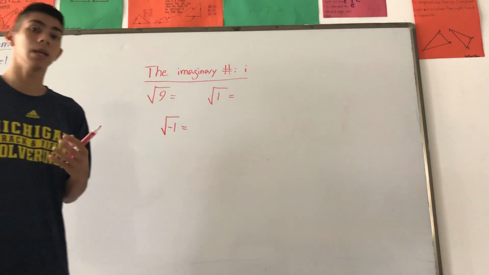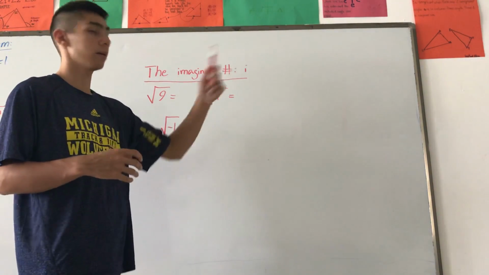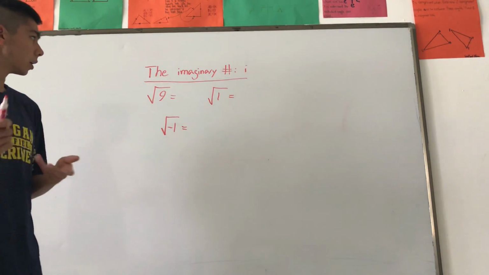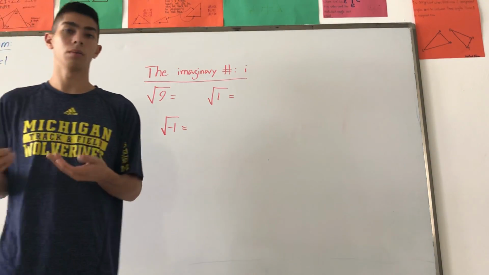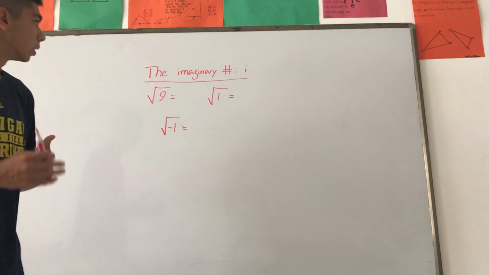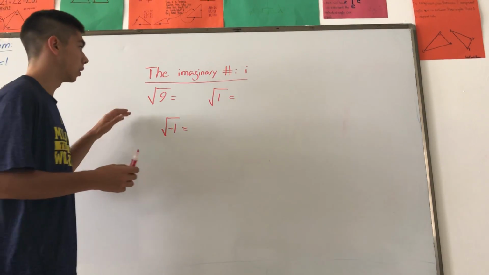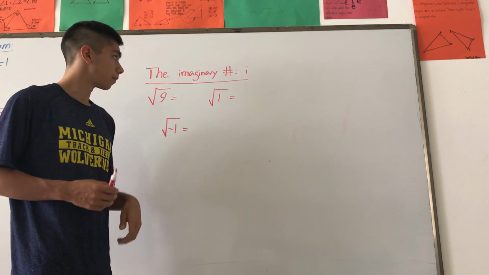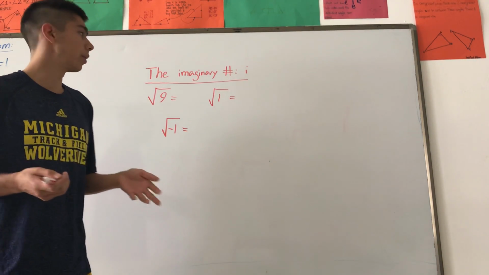So if you've seen the number i, we use i, the letter, to represent a number. If you've seen that before, good. If you haven't, that's fine too. You're going to learn about it right now. So I wanted to start us off by taking three square roots here. You can do them on your calculator, maybe you just know them in your head.